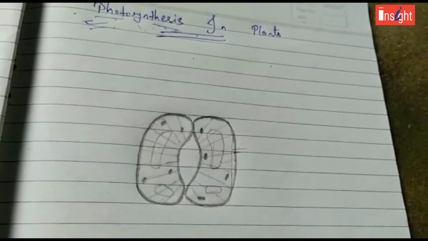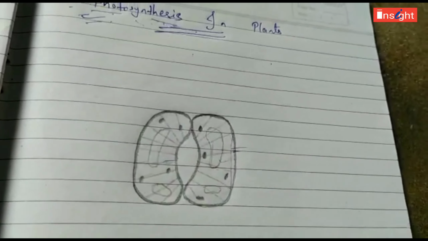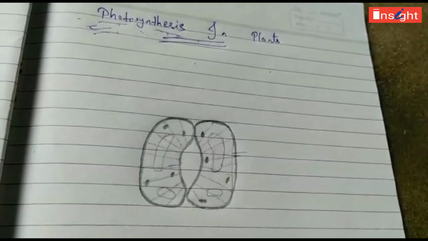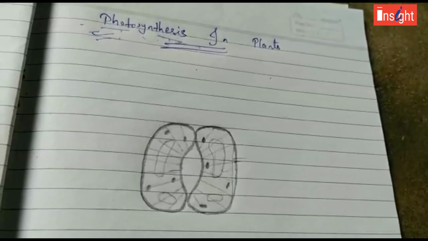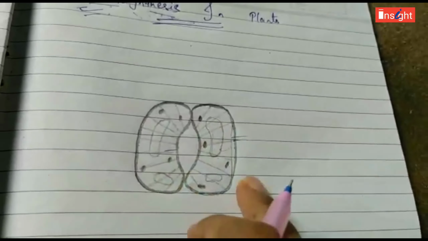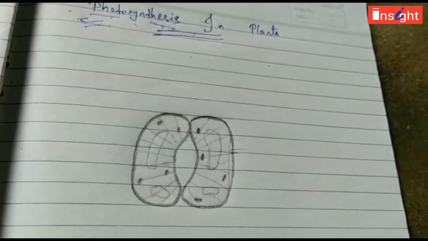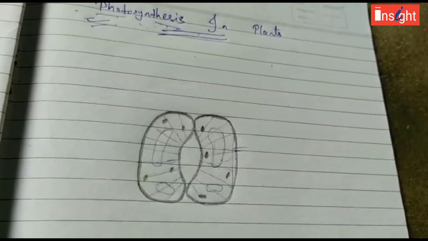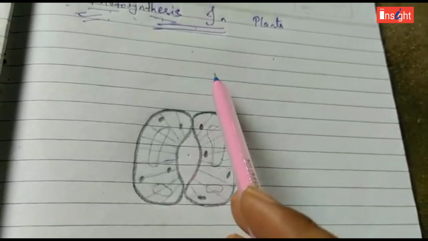Each stoma is surrounded by two guard cells. So leaves absorb carbon dioxide from the air through the stomata. These stomata, these pores, help to absorb carbon dioxide from the air, and it is the carbon dioxide that is used in the process of photosynthesis.